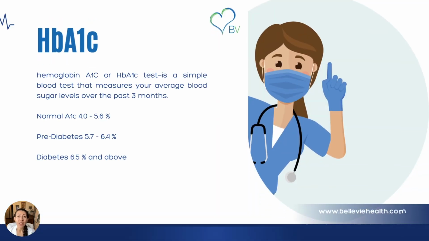Now, hemoglobin A1C, or you might see it on your lab as HbA1c, is a simple blood test that is routinely done in a doctor's office, and it measures your average blood sugar level over a 3-month period. I want you to pay extra attention to this test. A normal A1C is between 4 to 5.6%. Pre-diabetes is anywhere between 5.7 to 6.4, and diabetes is 6.5 and above.